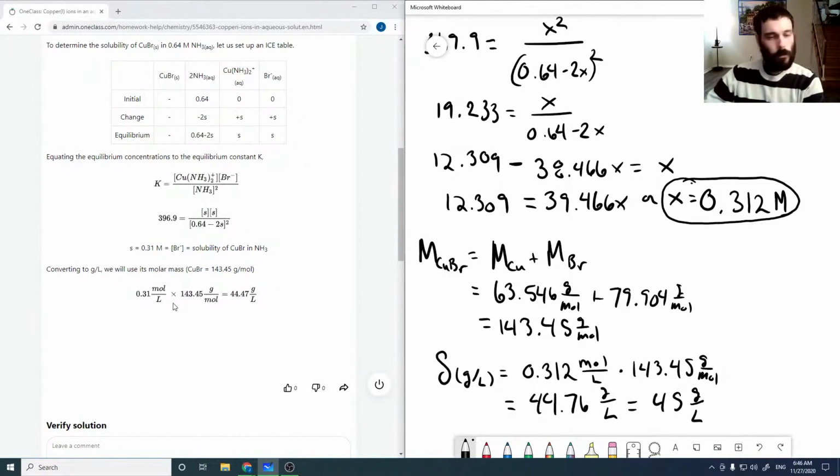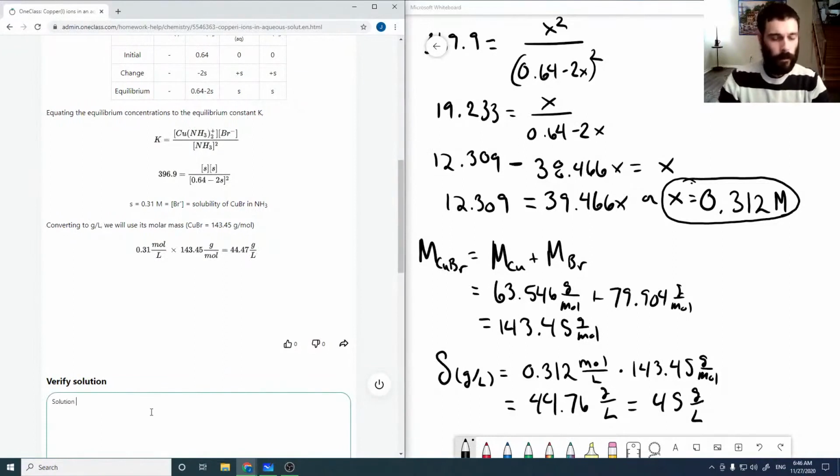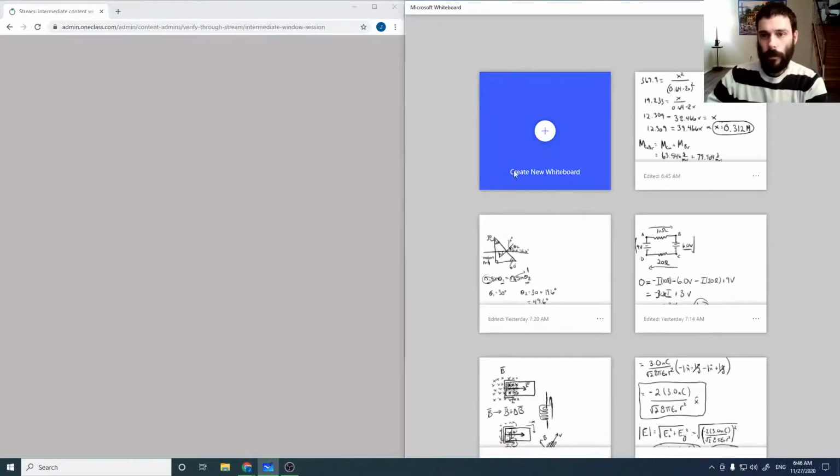143.45. So I guess it's just that extra 2 there that gave mine a little bit of a nudge, but still it's about 44 point. That's curious, but anyway, about 45 grams per liter. So it looks like the solution's correct. There might have been a calculator error, but to me it looks like it's correct. I mean, it's about the same anyway. All right, so that looks good.